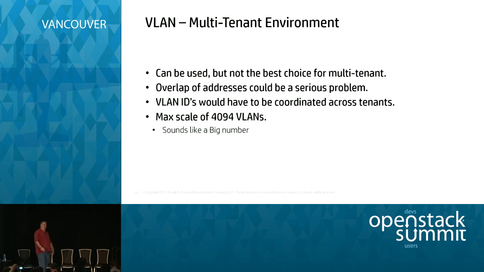Overlap of addresses can still be a problem, still has to be tracked. VLAN IDs have to be tracked and assigned across multiple tenants. So if you have more than one tenant, they can't just pick whatever VLAN they feel like using because it's all running on your infrastructure, and the infrastructure will still see the same address, right? So we can't do that.